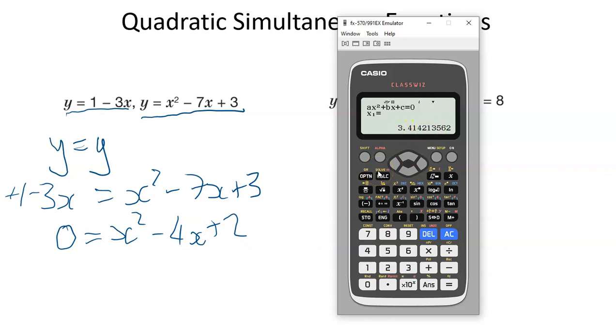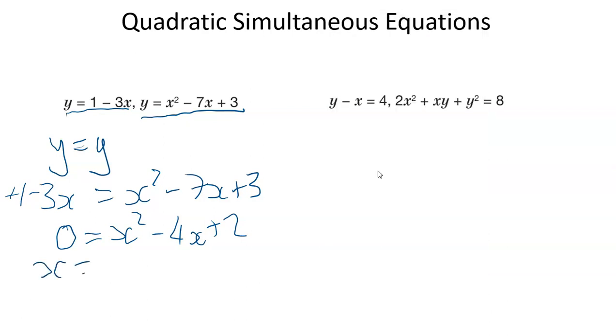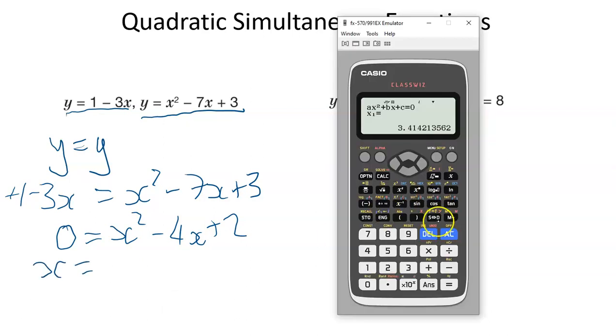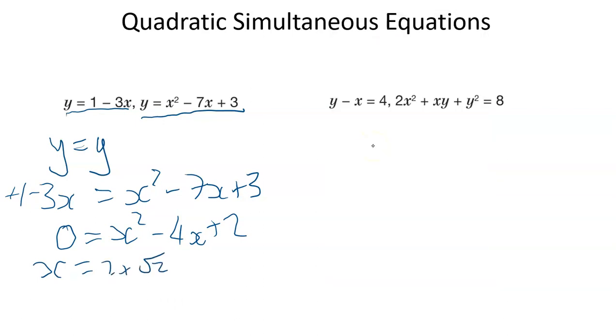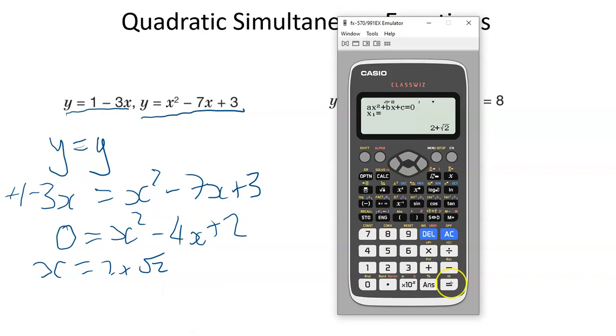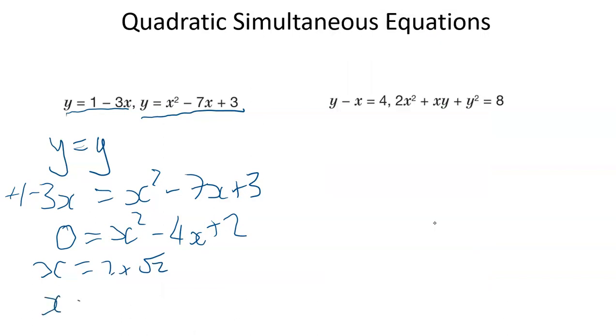And we've got an answer of 3.41421. A bit grotty. Okay. We could leave it in its exact form and say it's 2 plus root 2. And then the second value is 2 minus root 2. Well, that kind of makes sense. So x equals 2 minus root 2. And then in order to get the y values, we need to substitute this back in.